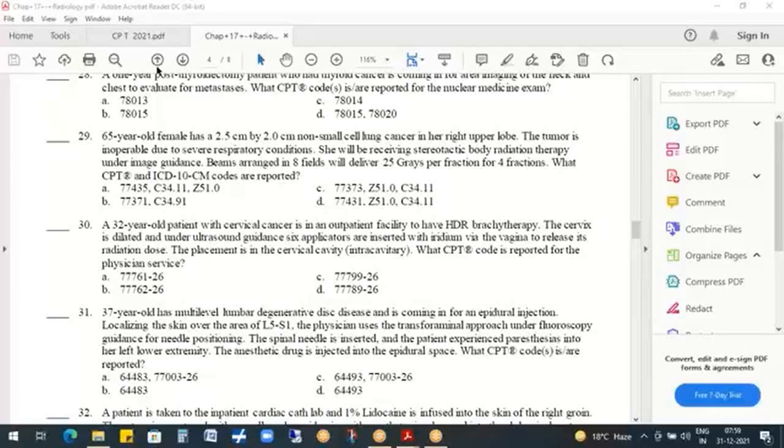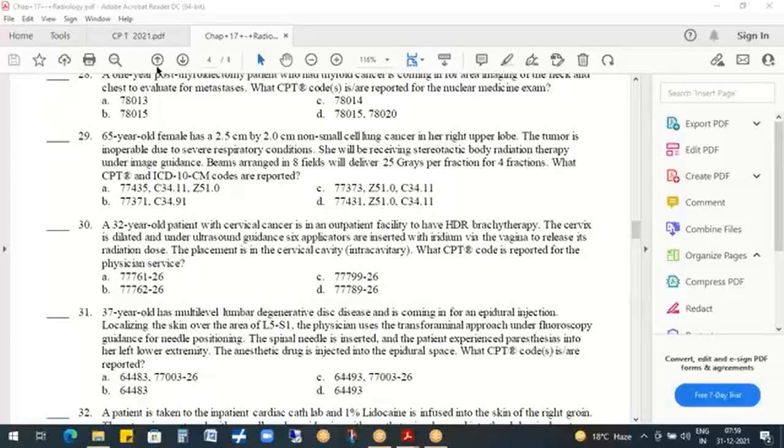Total, how many types of guidance are there? 2 types. What are they? Ultrasound guidance and radiological guidance. Next, radiological guidance is of how many types? 3 types. What are they? Fluoroscopy, computed tomography, magnetic resonance.